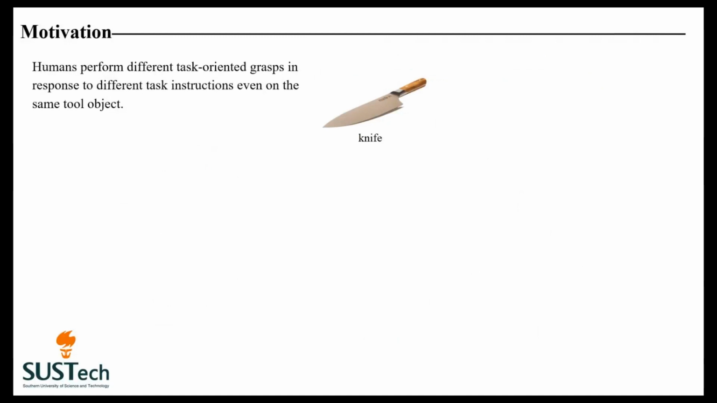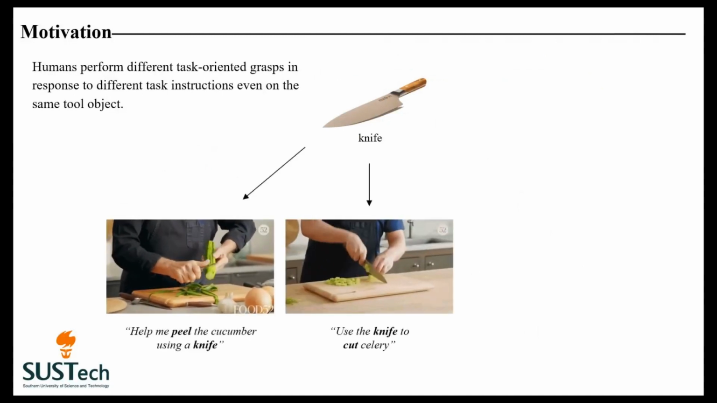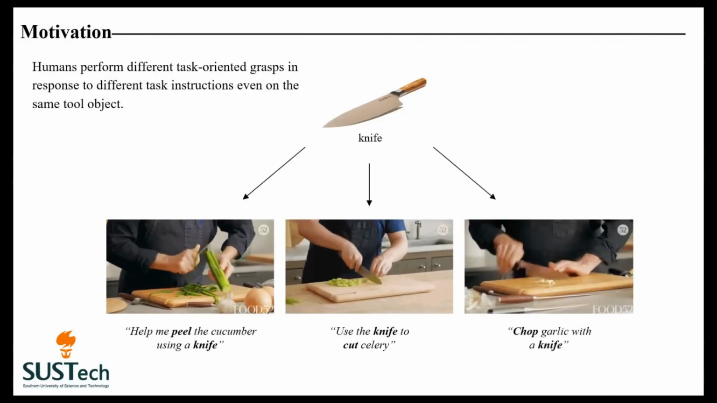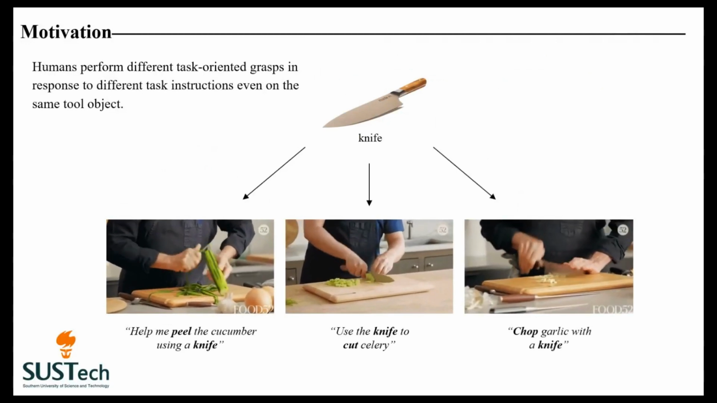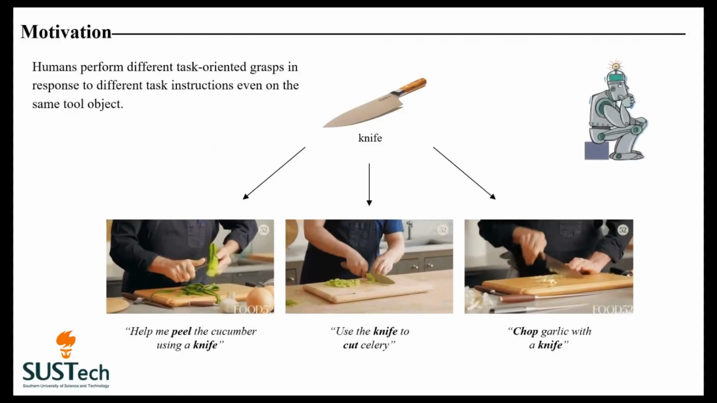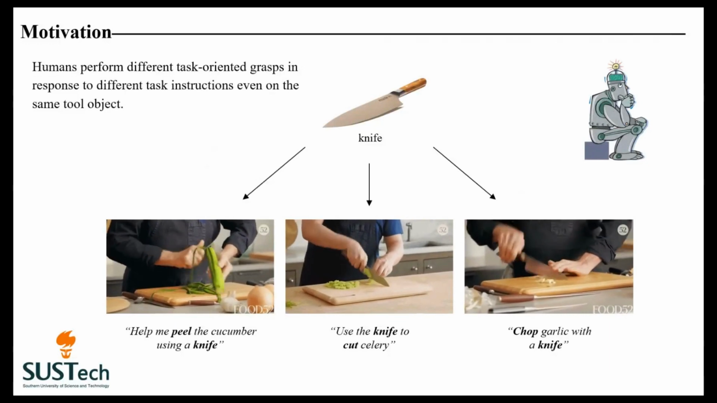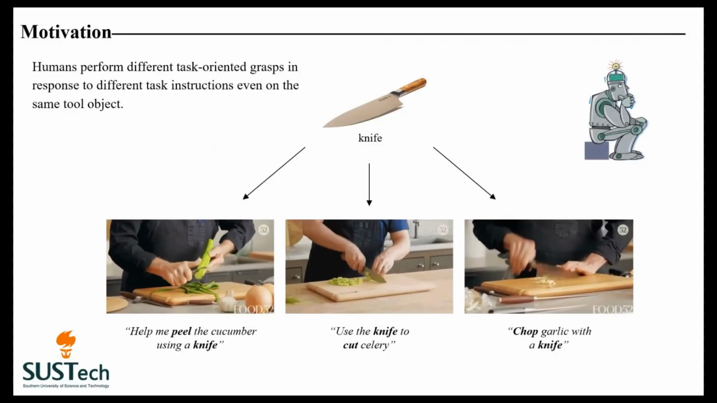In this slide, a man is preparing food with a knife in the kitchen. We humans perform different task-oriented grasps in response to different task instructions, even on the same object. So, how can we endow robots with the same ability to predict task-oriented grasps in the context of visual language grasping?